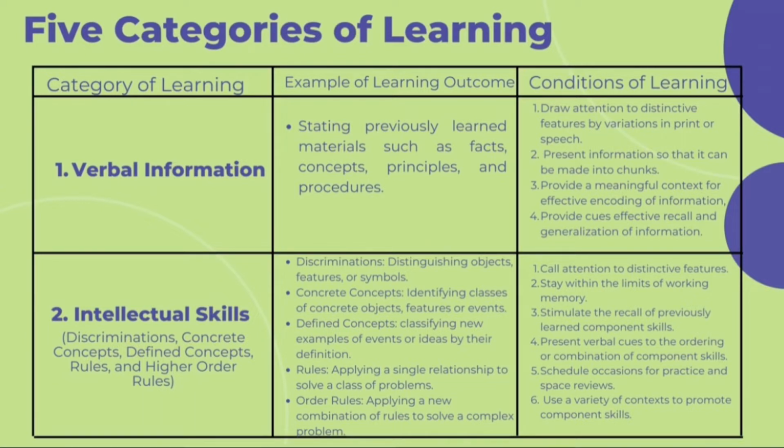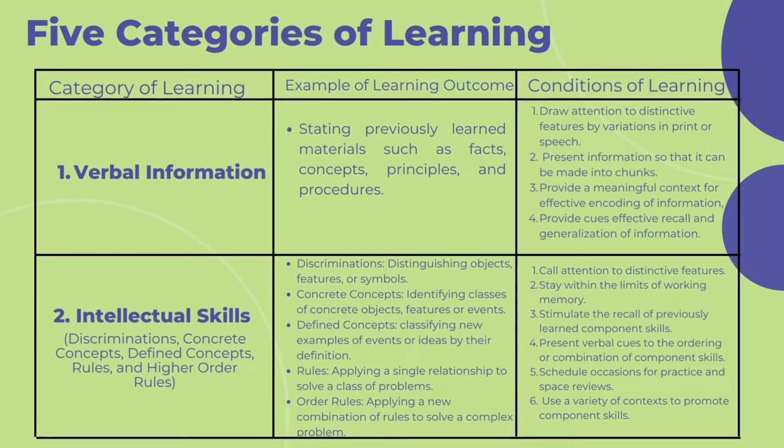First, call attention to distinctive features. Second, stay within the limits of working memory. Third, stimulate the recall of previously learned component skills. Fourth, present verbal cues to the ordering or combination of component skills. Fifth, schedule occasions for practice and spaced review. And lastly, use a variety of contexts to promote transfer.